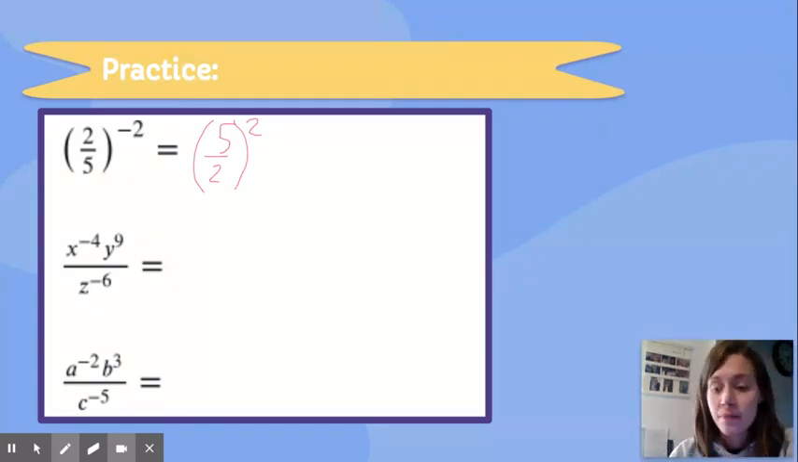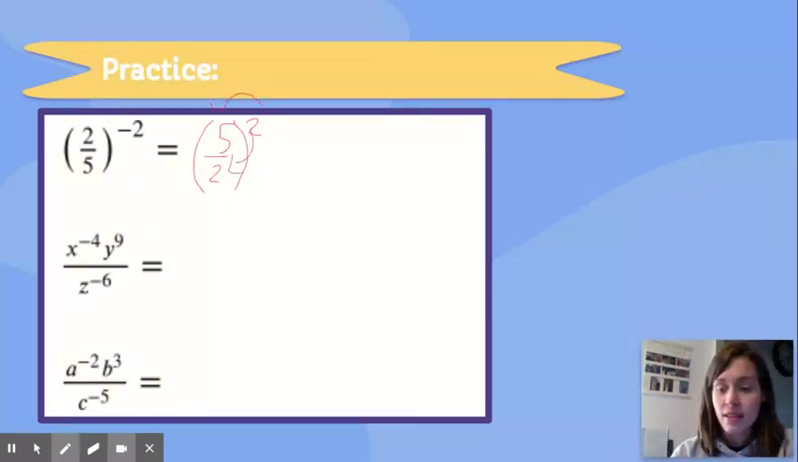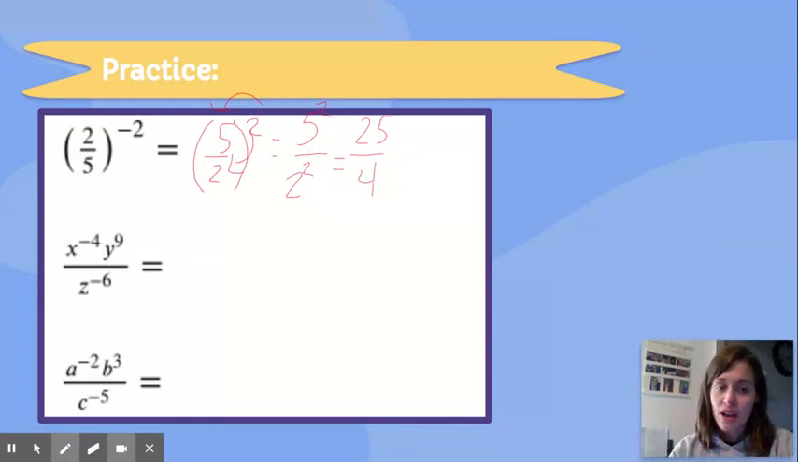Then we can do our power of a quotient where we just distribute the exponent to everything inside the parentheses and say that this is 5 squared over 2 squared. And if we want to evaluate that, 5 squared is 25 and 2 squared is 4. So 25/4 is what that ends up being.